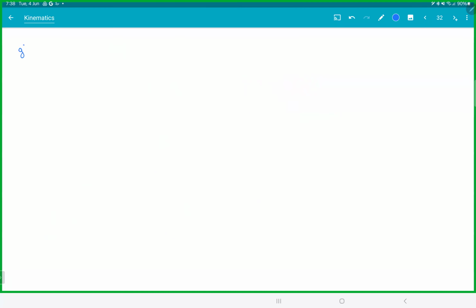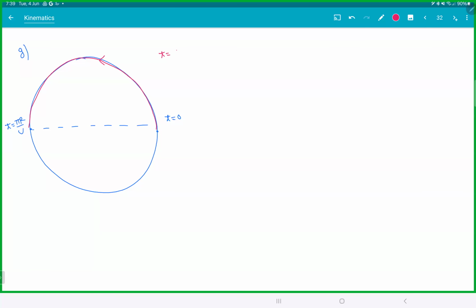Let's see the g part. Now let's try to understand the meaning of this. The particle is going in a circle. At t0, you are here. Where will you be at pi r by u? At time pi r by u you will be on the opposite side, because the time taken to complete one revolution is 2 pi r by u. So the time is pi r by u, and the distance traveled is speed into time, which is pi r. So basically you completed a half circle.